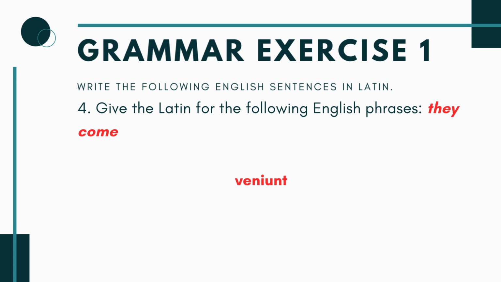The next one they have is "they come," veniunt. It's a fourth conjugation verb, venio, venire. So you drop the re, you have to add an iu when you get to "they," right? The third person plural is iu.